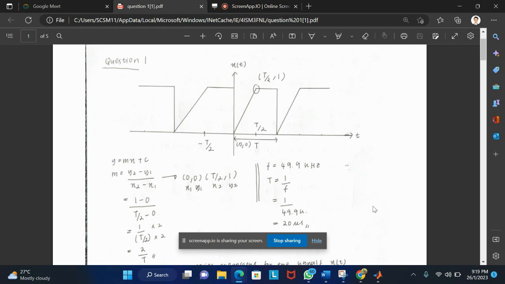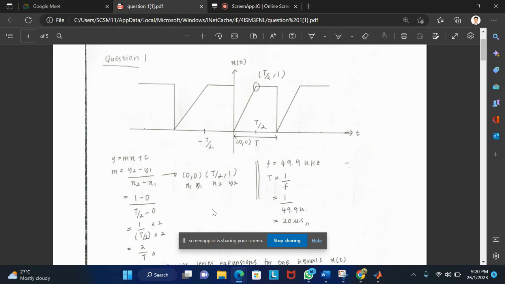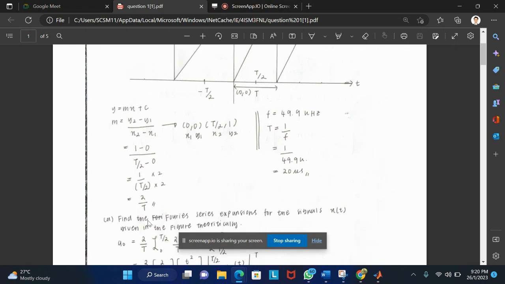Hi, so today I will explain to you the manual calculation for question number 1. First we need to find the value of m by using the equation y equals mx plus c. We can refer to the figures given to find the coordinate values. In our group, we are using the frequency 49.9 kilohertz, and we can find the value of T by using the equation 1 over frequency. Doing the mathematics, our T is equal to 20 microseconds.